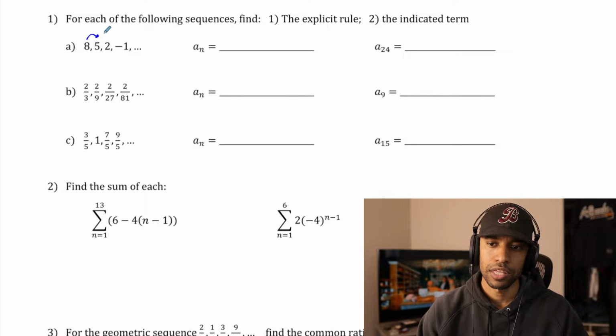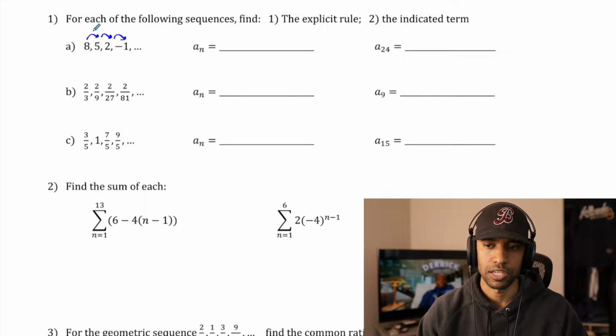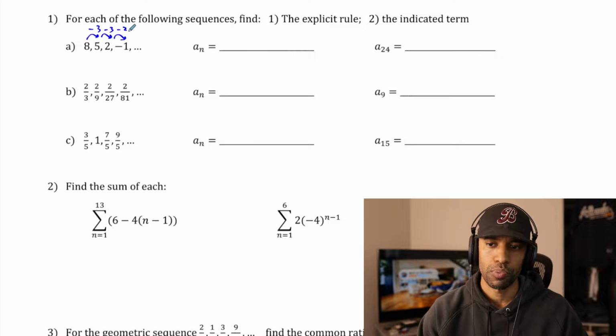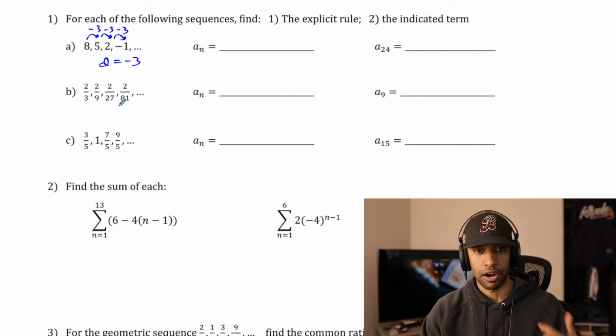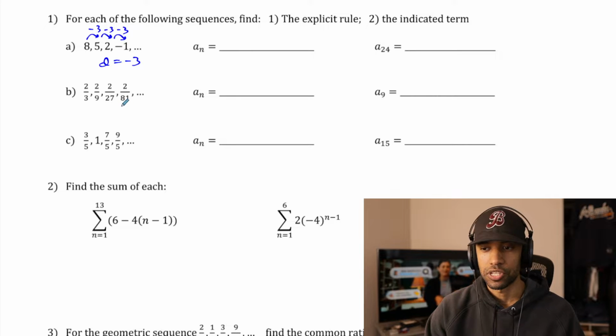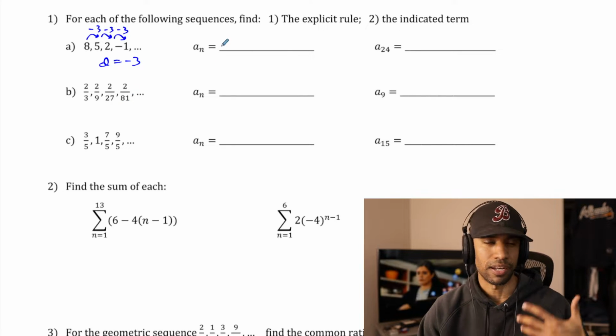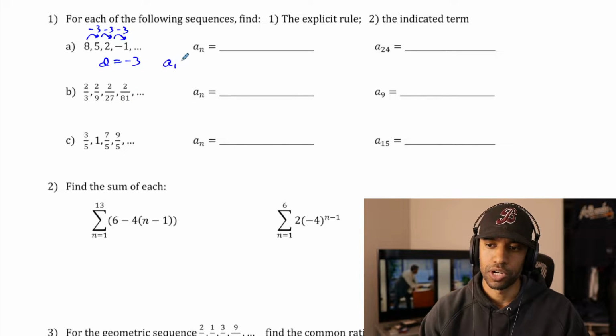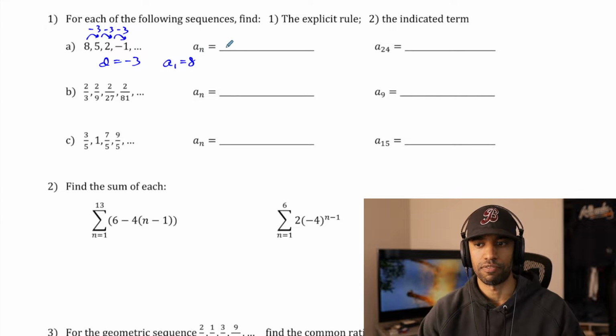Right here, I think we can all tell that we are subtracting 3 each time. If you're subtracting 3, that means there's a common difference. And if there's a common difference, that means there's an arithmetic sequence. And if it's an arithmetic sequence, that means we'll use the arithmetic sequence formula. We have a first term value of 8. We have a common difference of -3.